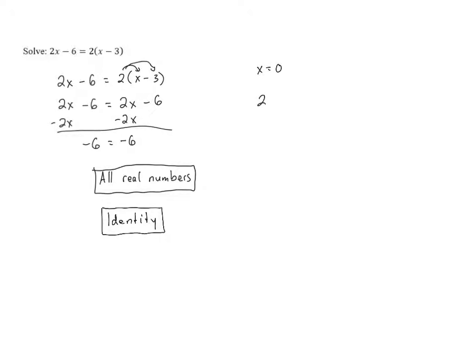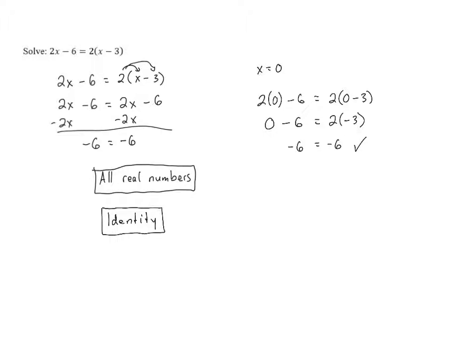It's pretty easy. We've got 2 times x, which is 0, minus 6 equals 2 times the quantity x, which is 0, minus 3. Now on the left, 2 times 0 is 0, so we have 0 minus 6 on the left. On the right, in the parentheses, 0 minus 3 is negative 3. Now when we finish on the left, 0 minus 6 is negative 6. On the right, 2 times negative 3 is negative 6. Because negative 6 equals negative 6, that tells us that 0 was a solution.